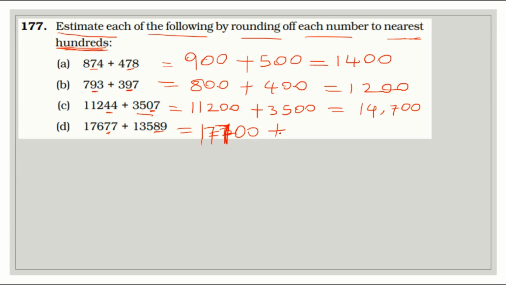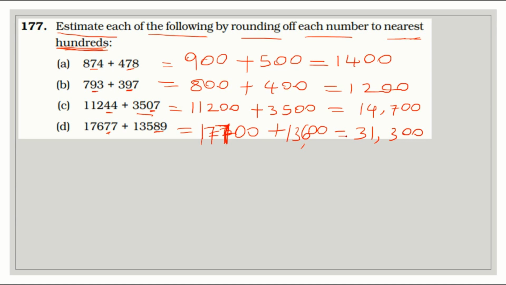Tens place is 8, that means we have to increase hundreds place. So 13,600. By adding them, 13,000 plus 17,000 is 30,000. 700 plus 600 is 1300. That means 31,300 will be the sum. So I hope you have understood how to round off to nearest hundreds.